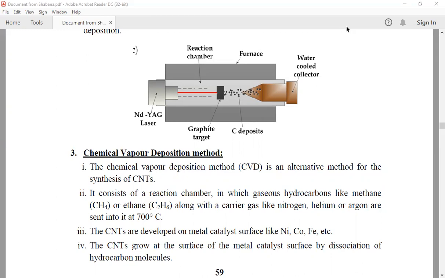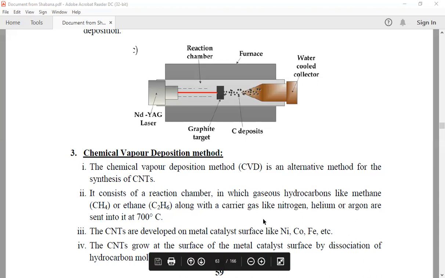During the chemical decomposition process, the substrate was prepared with the help of metal catalyst nanoparticles such as nickel, iron, cobalt. The substrate is heated to 700 degrees centigrade, and a mixture of nitrogen and carbon-containing acetylene is passed.